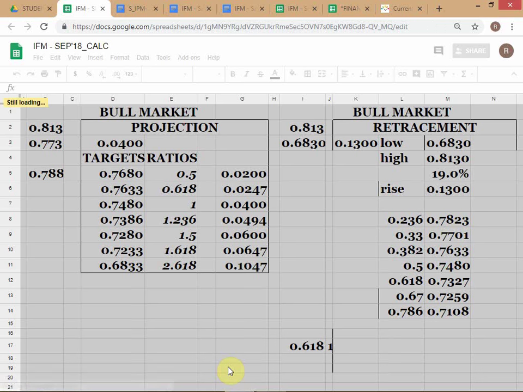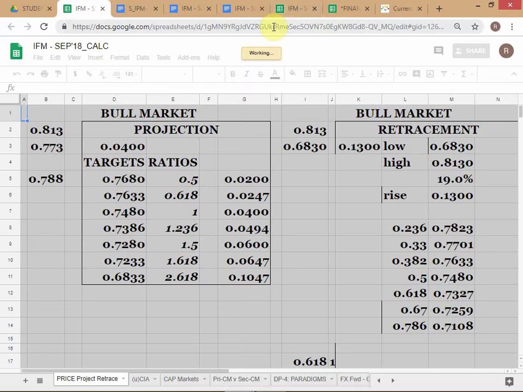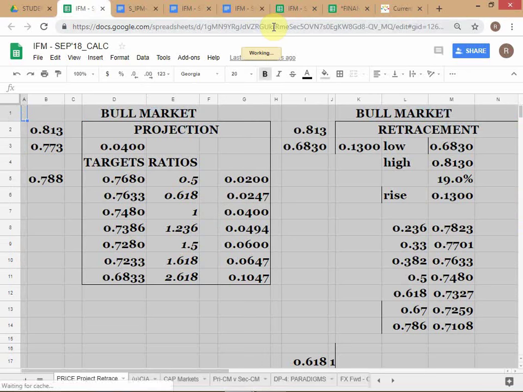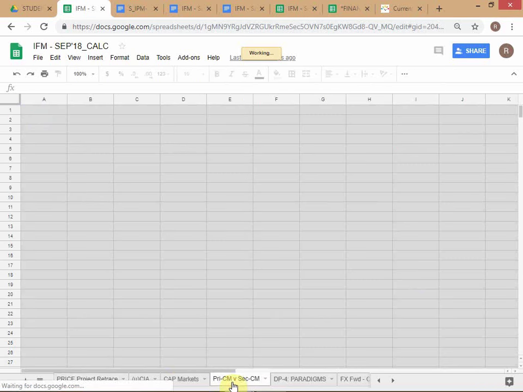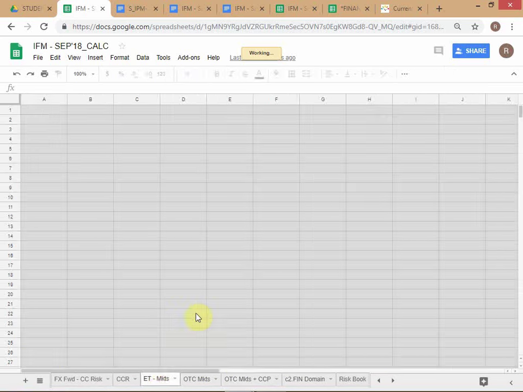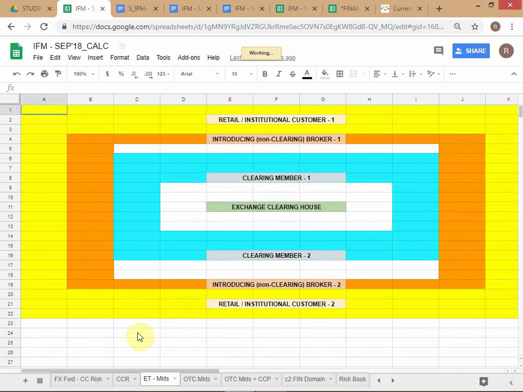Anybody has any confusions about number 5? What was number 5 actually? Number 5 is standardized contract terms. We had already started on number 4. So far what we had discussed from... right. So this is what we had discussed in the last class.